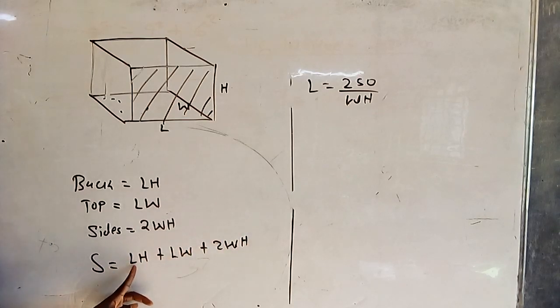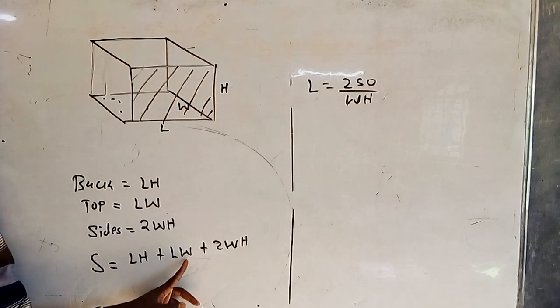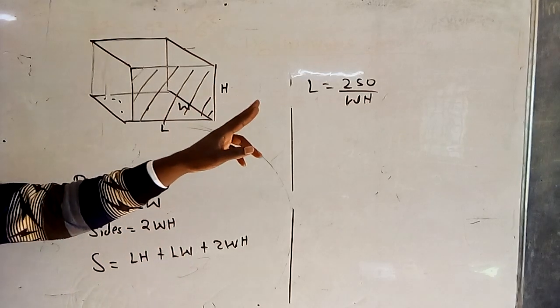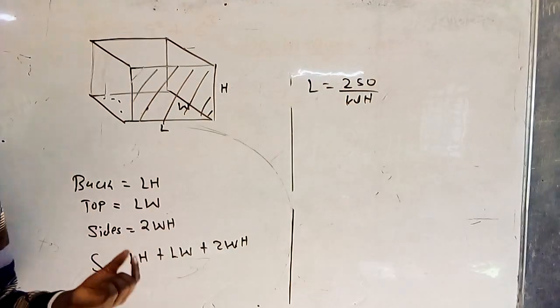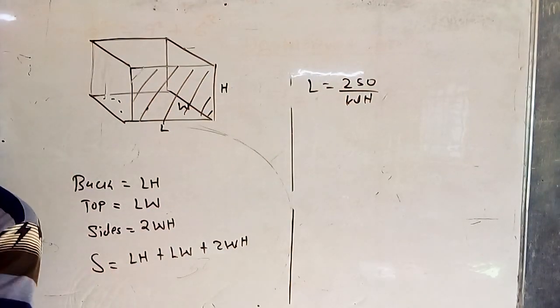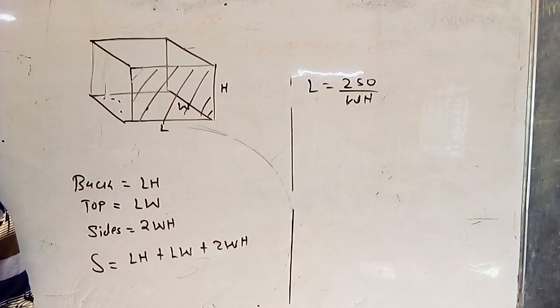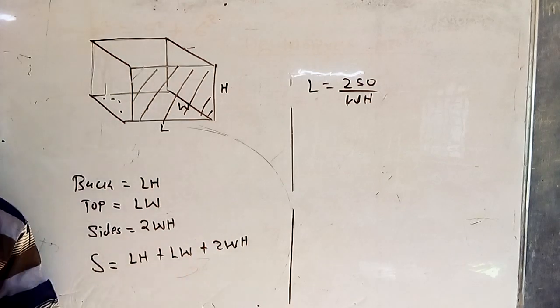It is a function of L, H, and W. So that is where the volume comes in. The volume now comes in to help us eliminate one variable, so we only have S as a function of two variables. So that we are able to determine the stationary points and their nature. And we are not interested in their nature, we are only interested in that stationary point. And the stationary point is what will give us the length and height and width.